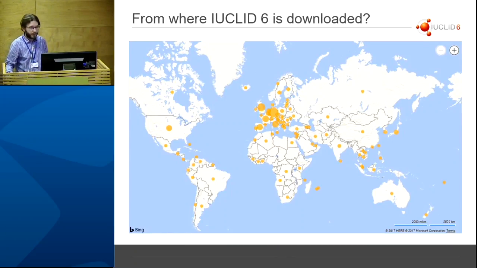So you can see from this map from where IUCLID 6 is downloaded, mainly in Europe, but also in different countries. People are preparing IUCLID dossiers to submit in different contexts. Of course, REACH and CLP and BPR are the main users for this tool, but other regulatory authorities are starting to use it as well.